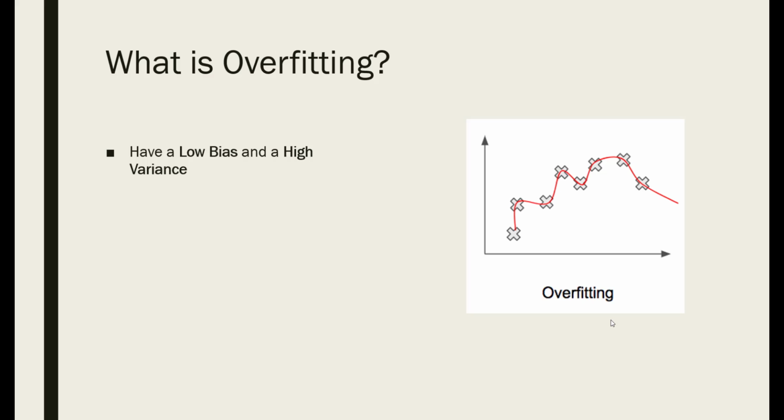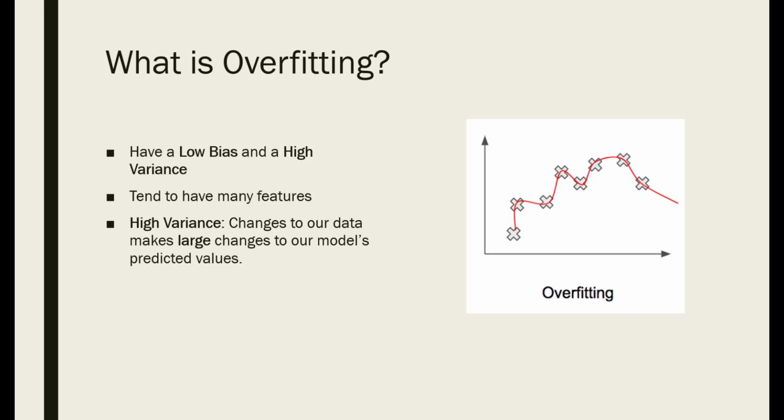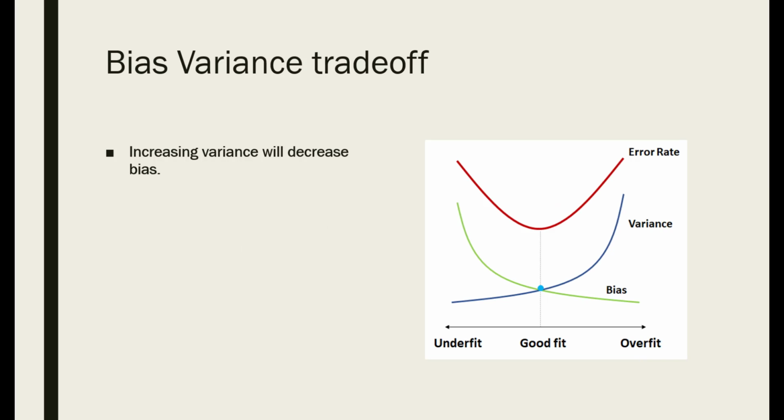Now let's also quickly cover in more detail what overfitting is. In overfitting, the bias is usually low but the variance is high, and overfitting is created when too many features are used to train the data set. Here, high variance means that changes to our data will make large changes to the model's predicted value, and low bias means that the model assumes very little about the form or trend the data takes. So we usually need a variance and bias trade-off. Increasing the variance will decrease the bias, and increasing the bias will decrease the variance.